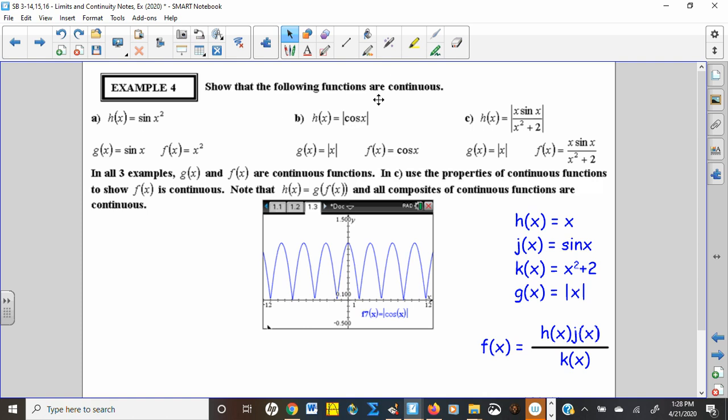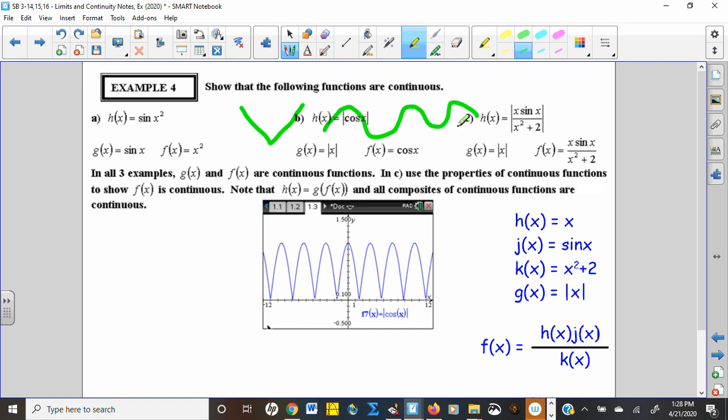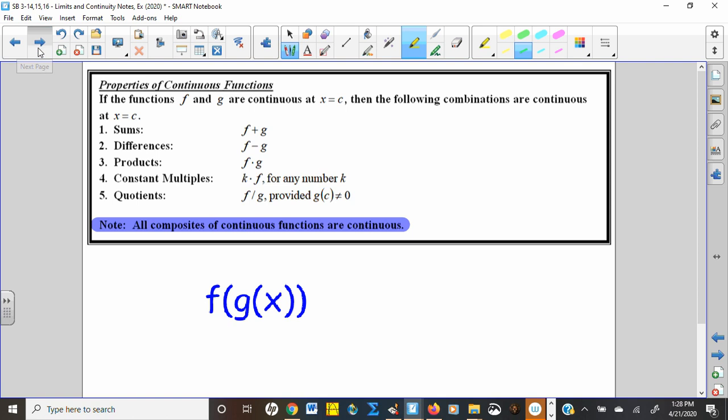Same thing here. Absolute value function is always continuous, right? We just get those nice V's with those. Cosine, always continuous, just an oscillating graph. So what happens when I put the cosine into the absolute value, which is exactly what they're asking me to do here. So g is absolute value, f is cosine. So g of f of x, okay, that's not going to work, but you get the point, is going to have to be continuous by the property we just talked about here.